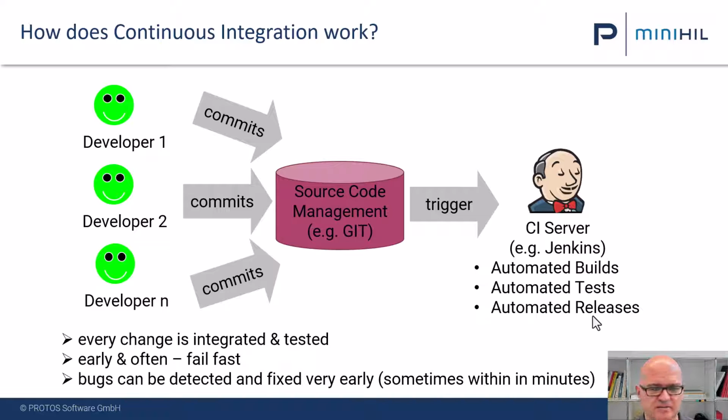After minutes, hours, you still know what you changed, and the probability that there are many other commits is very low. So after half a year, you do not know what you did half a year ago. You might already be in a different project, and there are probably 500 or 1,000 other commits on the same repository, so you have no idea where to start to find this error. So that's crucial for continuous integration. So bugs can be detected and fixed very early, sometimes within minutes, without even anybody else noticing it.